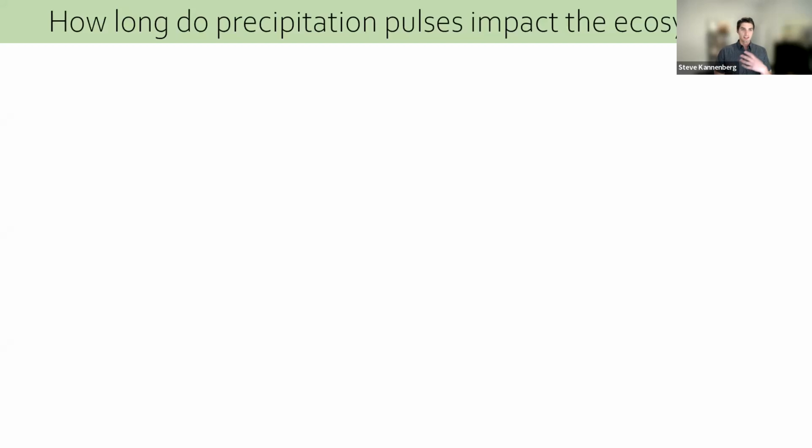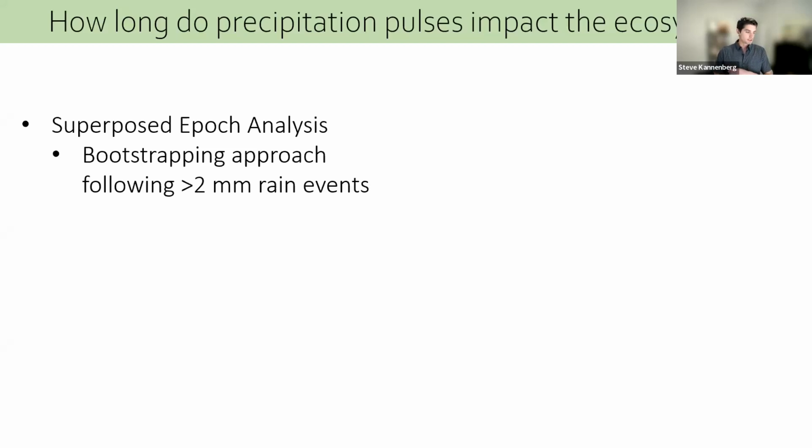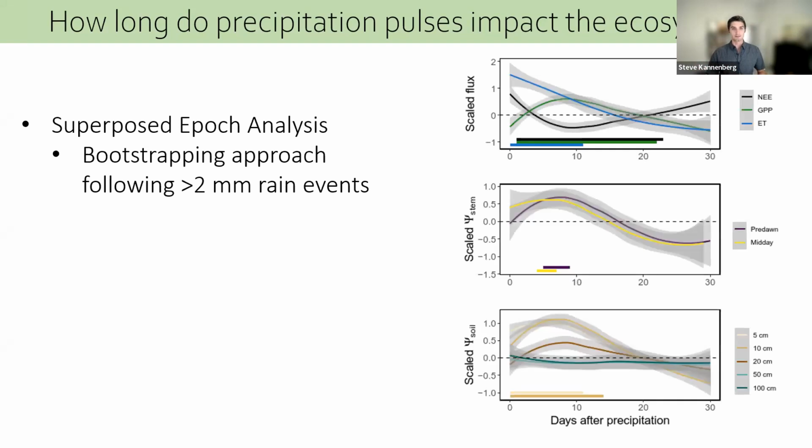So to do this, we used a slightly modified version of something called superposed epoch analysis, which is used somewhat frequently in the tree ring community. And all this is, you have a time series of data, you identify precipitation events above 2 millimeters in a given day, which is a pretty small amount. And then for the month after that event, or at least until the next rainfall event, there is a bootstrapping approach that's used to figure out if that process is stimulated following that rain event relative to its baseline variability.